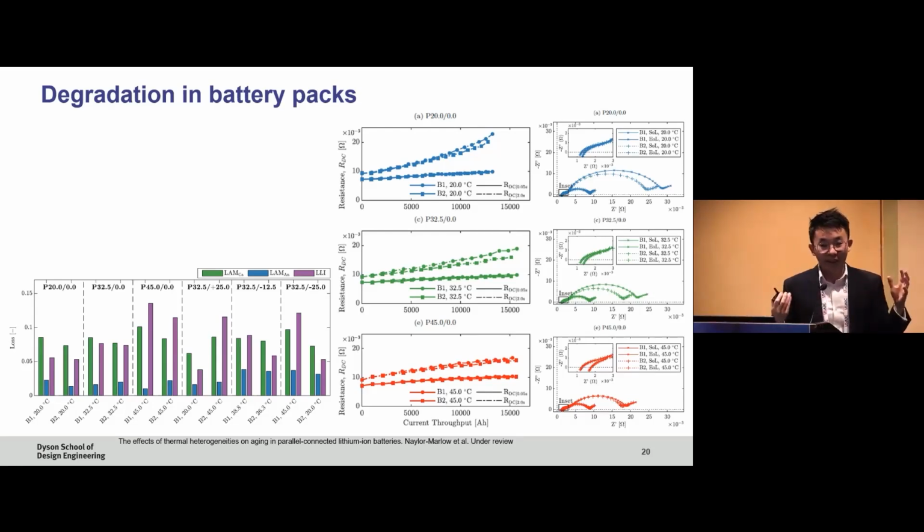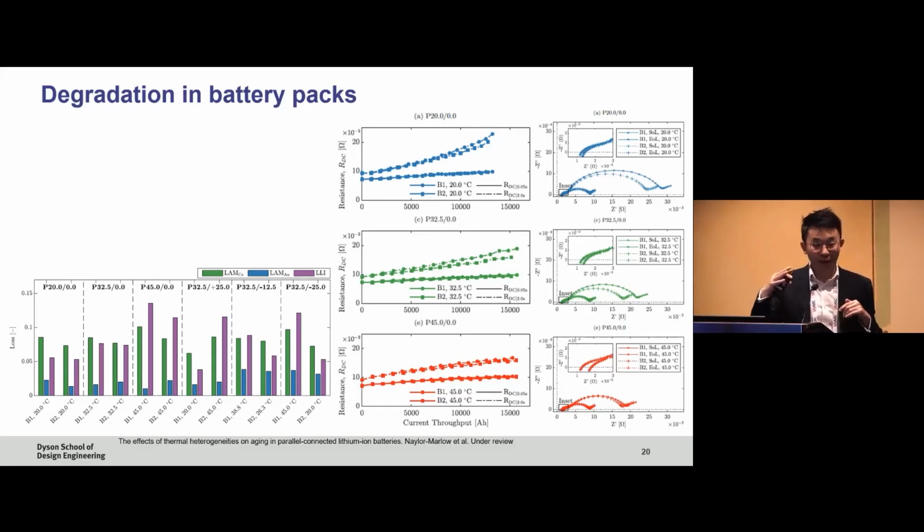And what you see here is that as we increase the temperature of our battery, broadly speaking, you get more loss of lithium inventory. That makes sense. Higher temperature, more SEI layer growth. But also what you see is that the loss of active material in the cathode follows the trend of thermal gradients. And generally speaking, at lower temperatures, we get more loss of active material in the cathode.